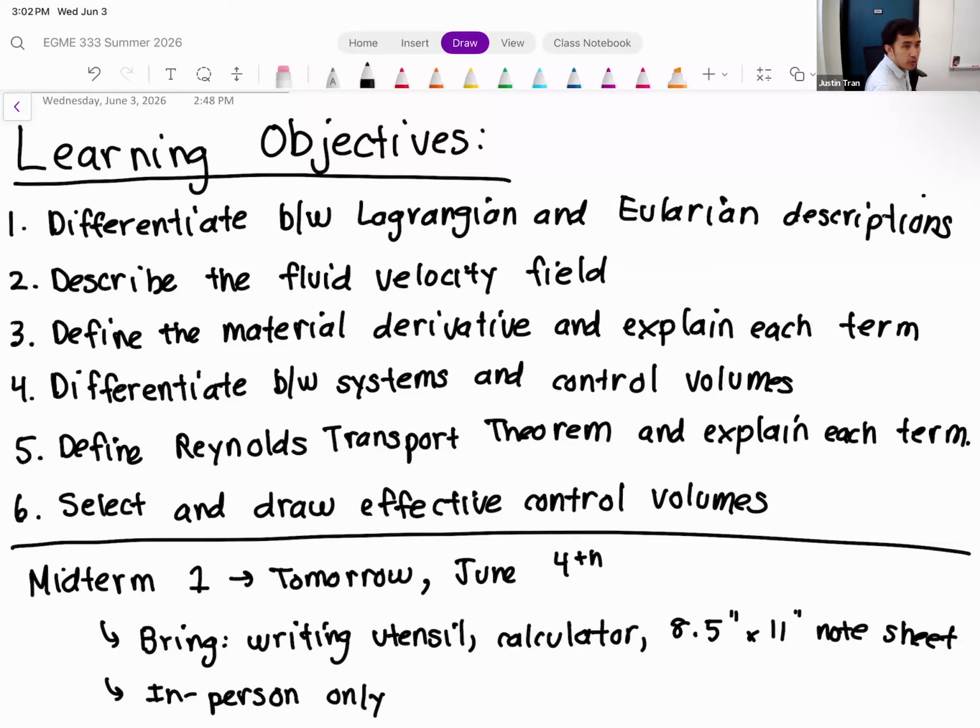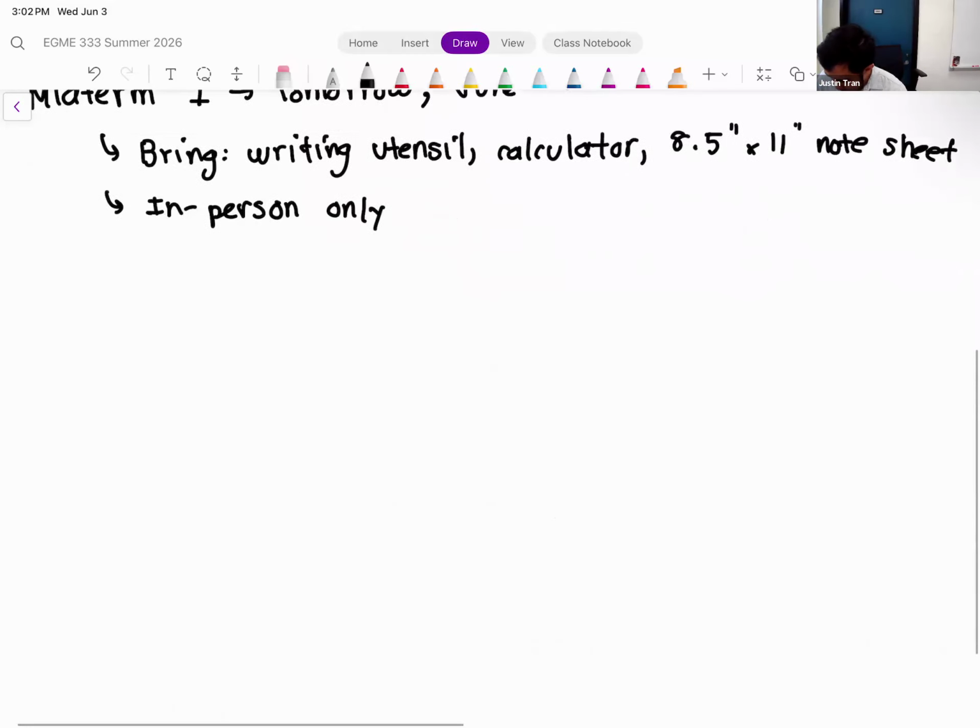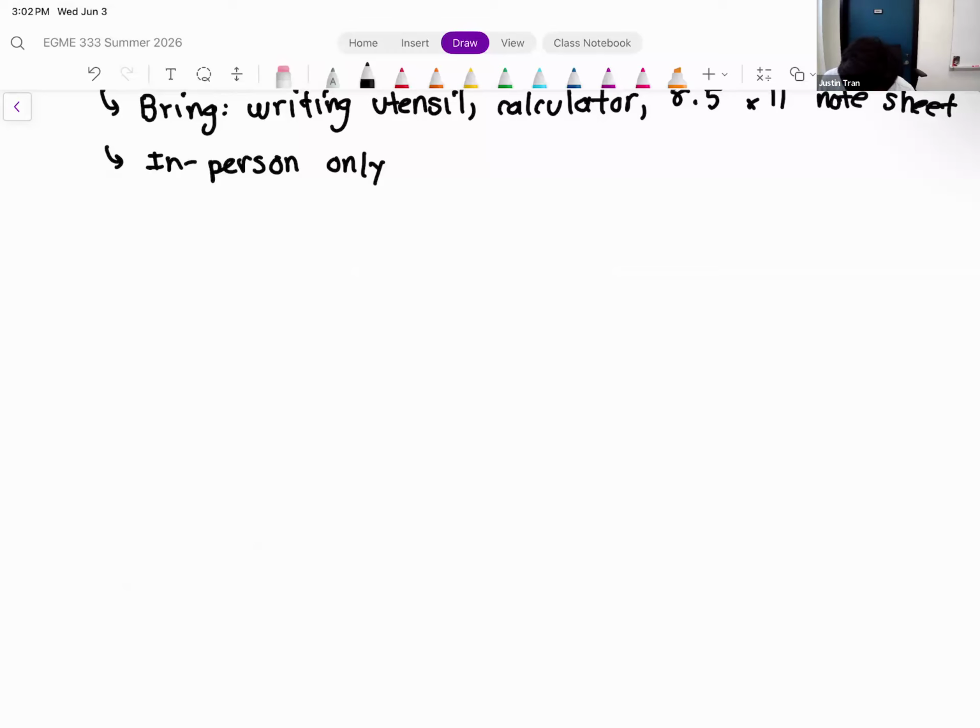All right, any other questions before we begin today? Okay, all right, so let's go ahead and get started. The topic for today is what we call fluid kinematics.